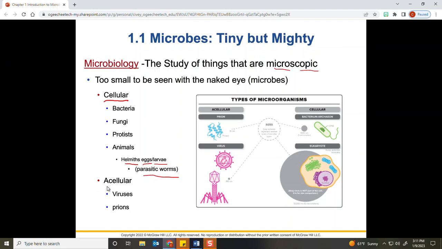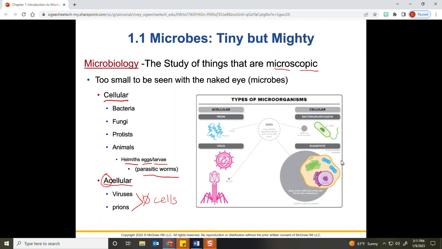Oppositely, some of the items below in the list are considered acellular. A, when it's at the beginning of a word, typically is going to mean the opposite of whatever the root word is, in this case, cell. So these two guys down here are acellular. They are not, this is my symbol for not, made up of cells. And those include viruses and prions.